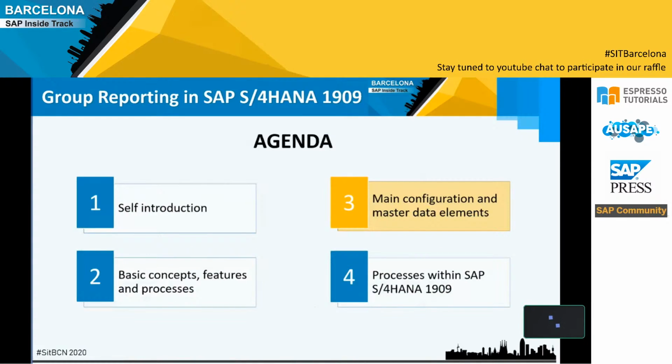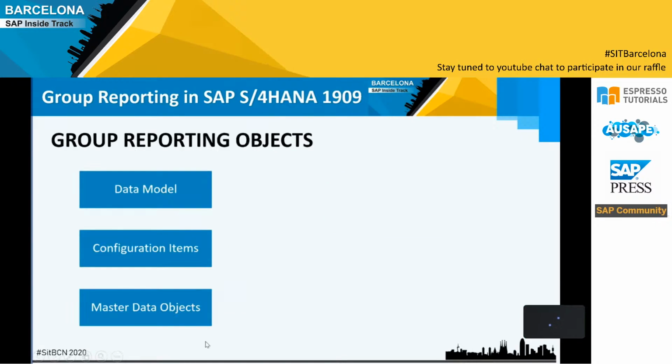So once we have seen the basic concepts, we'll go to the configuration. As part of this section, we will see first the data model that corresponds to the main tables for Group Reporting, what are the items to set up in the system, and then the master data objects.